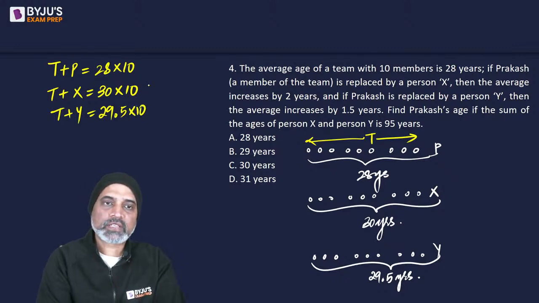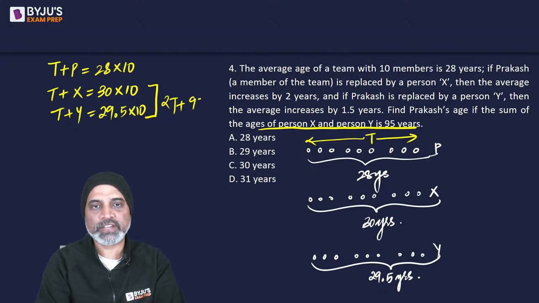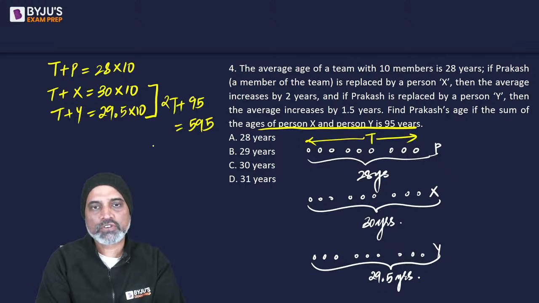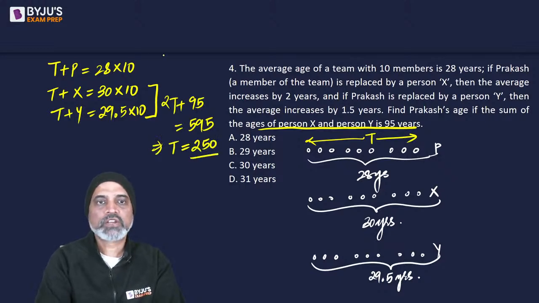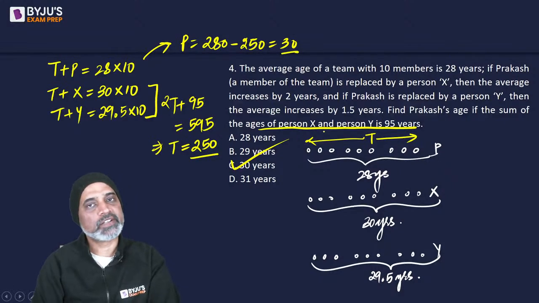Now, if we add these two, we will be getting 2T plus X plus Y. Now, X plus Y is given as 95. And this is going to be 300 plus 295, which is 595. So from here, we will get the value of T as 250. So if we solve this, Prakash's age will be 280 minus 250, which results in 30. So Prakash's age is 30 years.